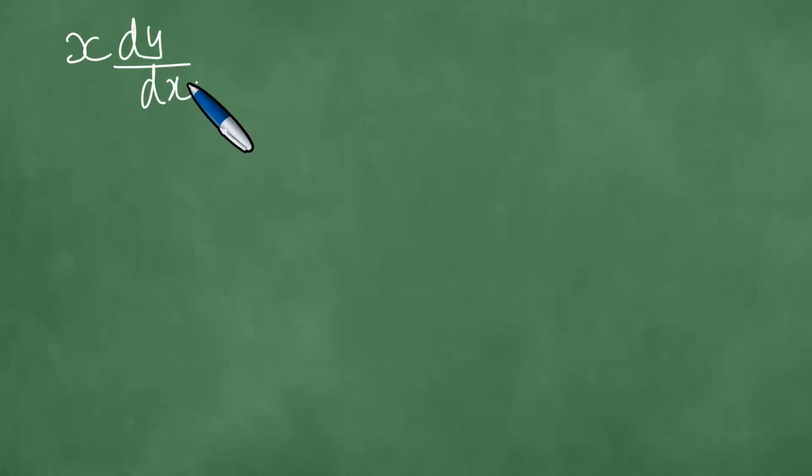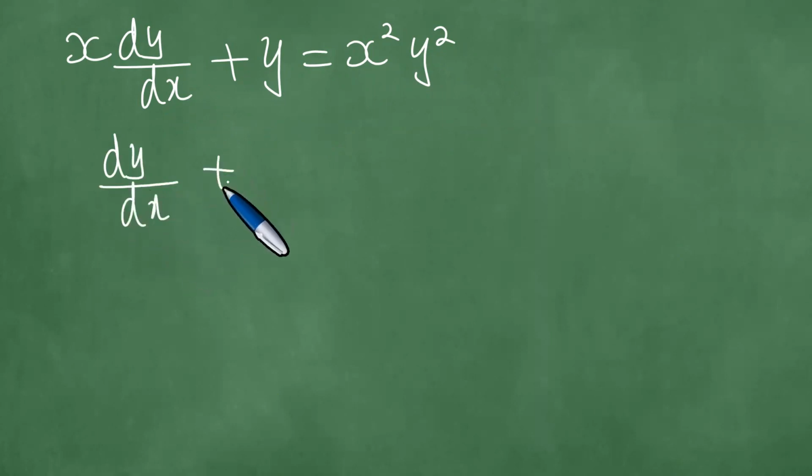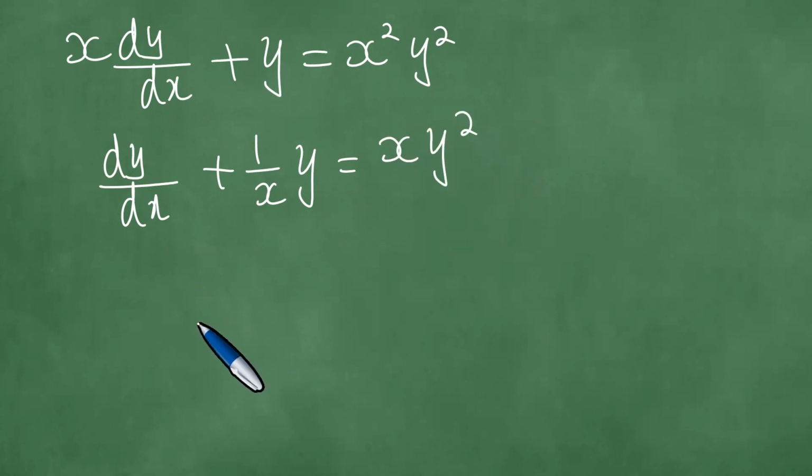Now, first things first, we note that we have been given x dy/dx plus y, which equals x squared y squared. We divide through by x, getting dy/dx plus (1/x) y, which equals x y squared. Now we have transformed the differential equation into this standard form.